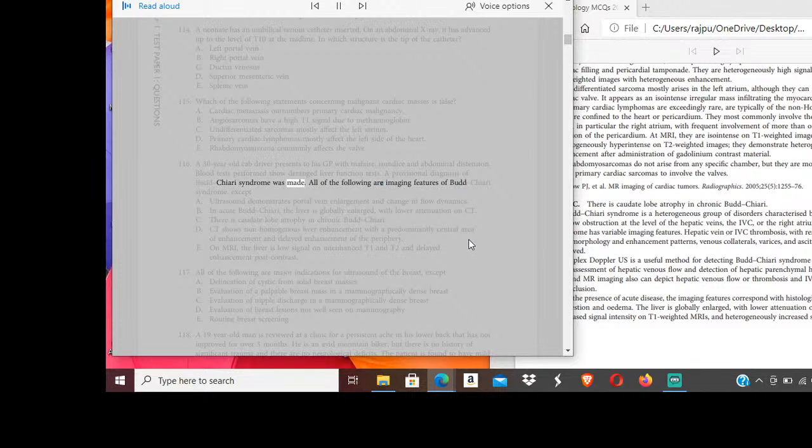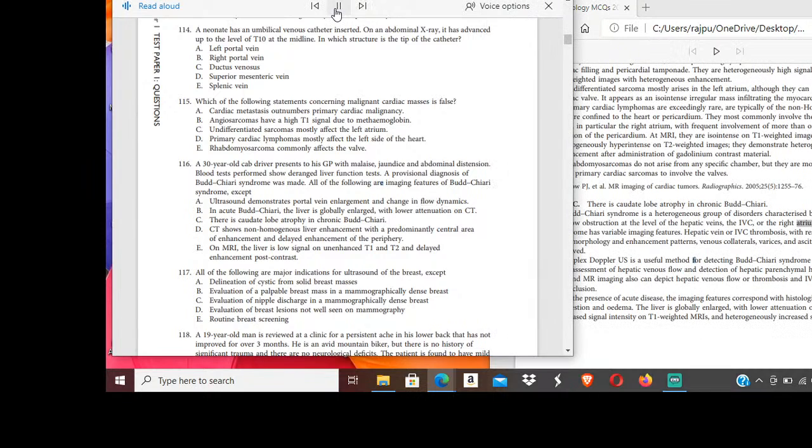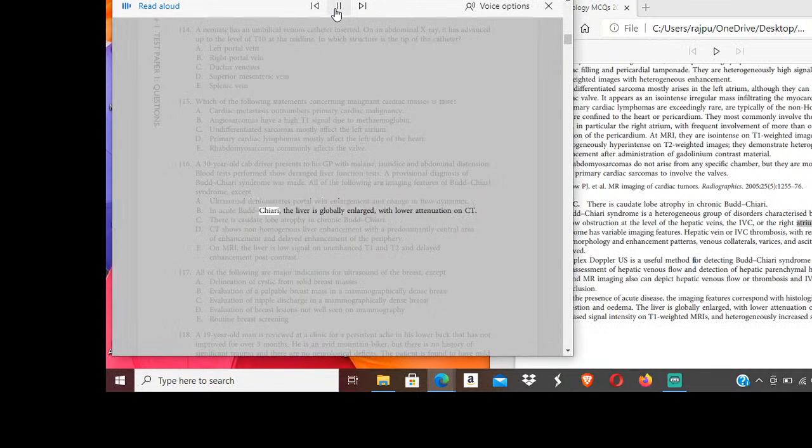Diagnosis of Budd-Chiari syndrome was made. All of the following are imaging features of Budd-Chiari syndrome, except A. Ultrasound demonstrates portal vein enlargement and change in flow dynamics. B. In acute Budd-Chiari, the liver is globally enlarged with lower attenuation on CT. C. There is caudate lobe atrophy in chronic Budd-Chiari. D. CT shows non-homogeneous liver enhancement with a predominantly central area of enhancement and delayed enhancement of the periphery. E. On MRI, the liver is low signal on unenhanced T1 and T2 and delayed enhancement post-contrast.